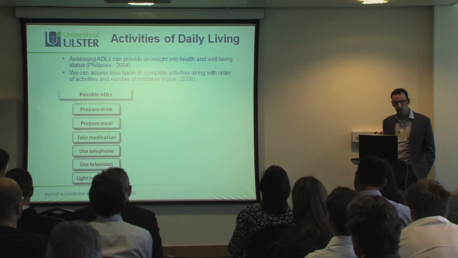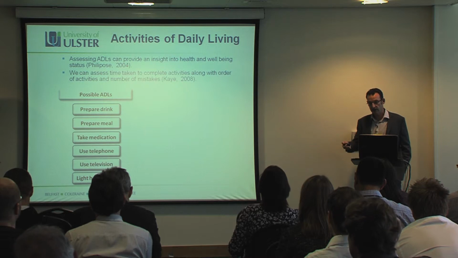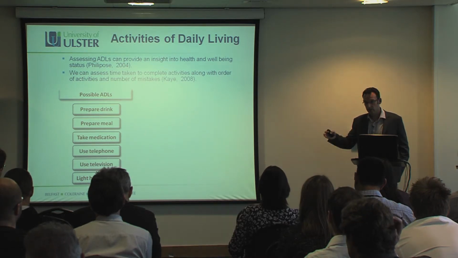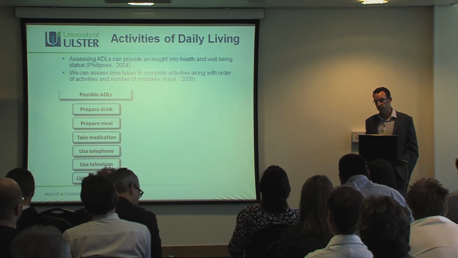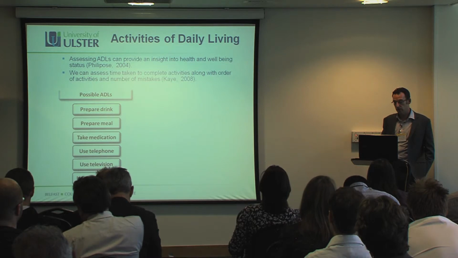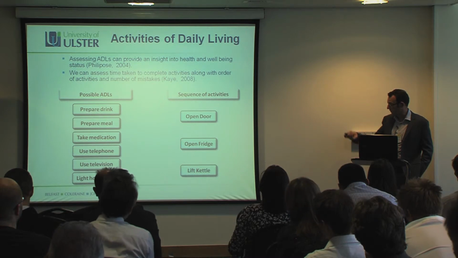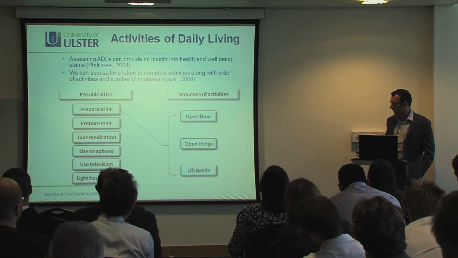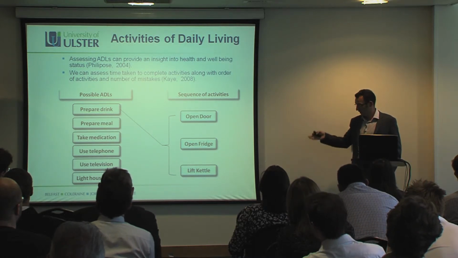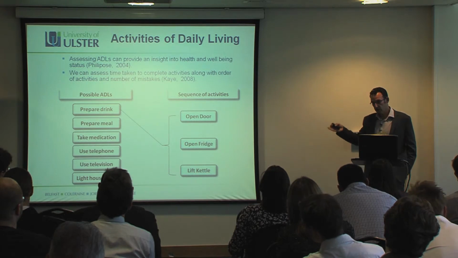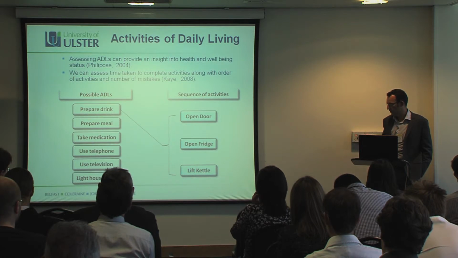But if we look at what we can do with that and take it one step further, and look at the sequence of those interactions in the environment, look at the time between one interaction and another, and look at the order of those interactions, this becomes very important information where we can assess the quality of life, and we can also assess factors such as cognitive decline. So we can take a sequence of activities like open the door, open the fridge and lift kettle, and map that onto activities of daily living, which are recognised, which we want to assess in people living in their environment to give a measure of their independence and their health and well-being.